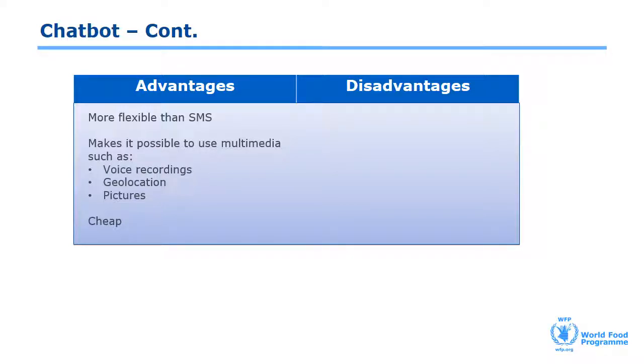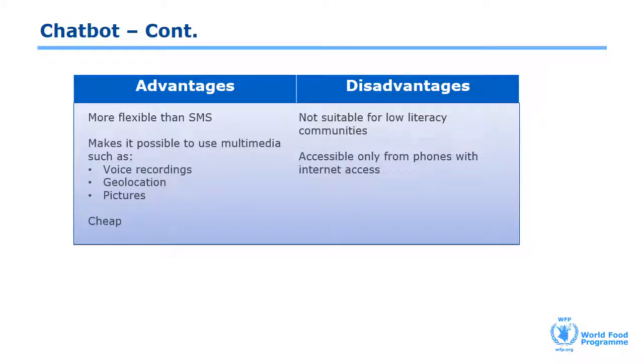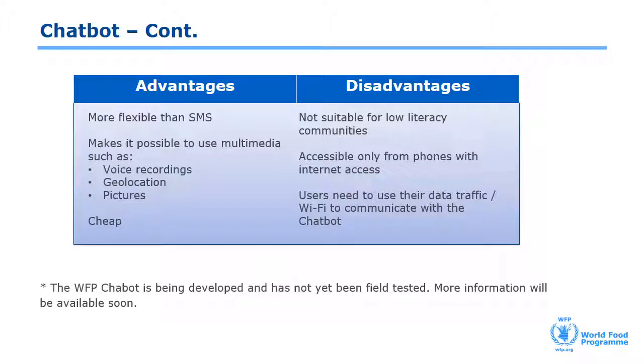Through a chatbot, receiving and disseminating information can happen simultaneously. Some of the downsides of the chatbot are that it is not suitable for low literacy areas and is accessible only from phones with internet access. Also, as mentioned earlier, unless they connect through Free Basics or free Wi-Fi, users have to pay for the data they use communicating with the chatbot. We're still testing our chatbot, and more information will be available soon.